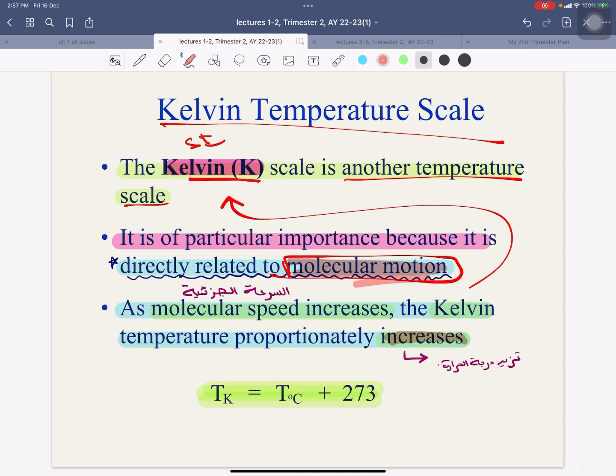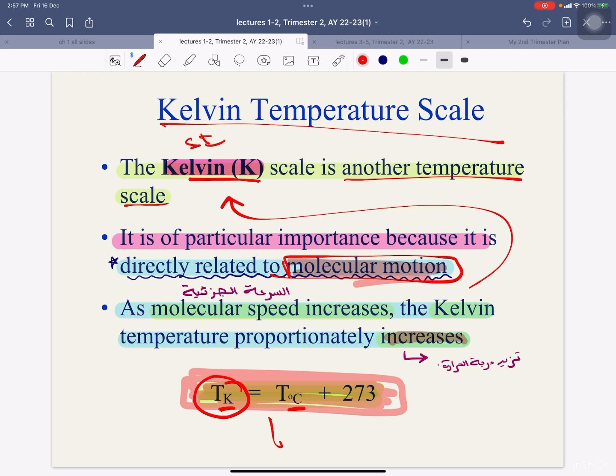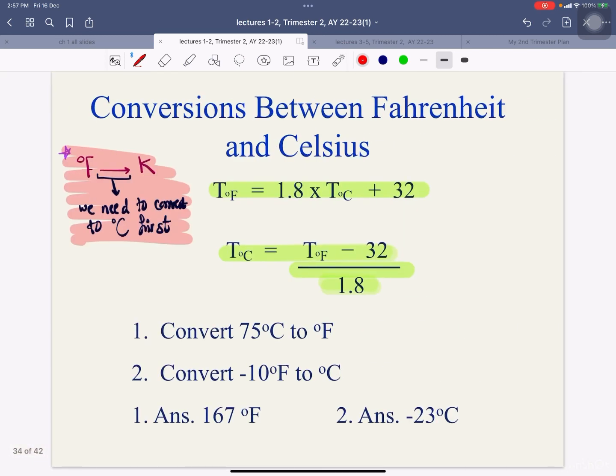And for the Kelvins, we have a formula that we need to memorize so that we can have life easier. We memorize this formula when I want to convert between Kelvins and degrees Celsius. When I want to find the temperature in Kelvin, I take the degree Celsius and add 273 to it. So it's a conversion between Celsius and Kelvins.